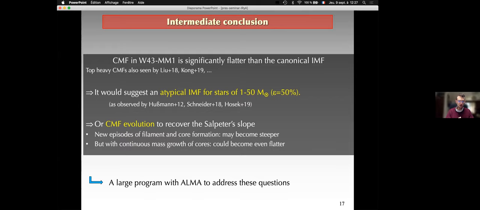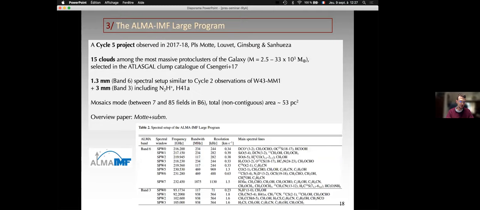So to address this question, I will now present the ALMA-IMF Large Program. A large program, what does it mean? It means that a large amount of observing time is given for a single project. And we're talking here about a cycle 5 project, so more recent, around 2017. 15 clouds have been selected from the ATLASGAL clump catalog of a collaborator.